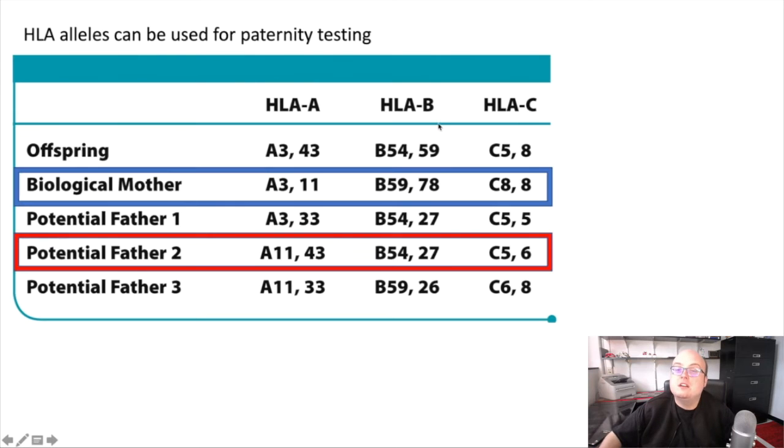If we look at the other HLAs, we see a similar thing though. Mom gave 59, which means 54 had to come from dad, and if we do an internal logic check, we see that dad did have a 54 to provide. Notice though that so did one of the other candidates. So 54 alone would not have been sufficient to identify the father in this case. Same thing here. The offspring had to get C5 from dad, but both of these potential candidates had C5 to give. And so C5 alone would not have been sufficient.